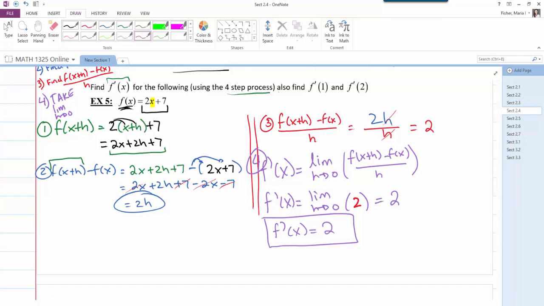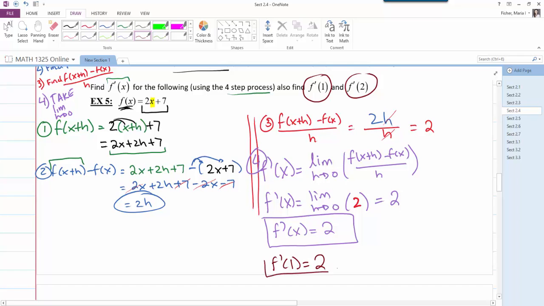Then I was also asked to find f prime of 1 and f prime of 2. So f prime of 1 is just going to be a function value. It says plug in a 1 anywhere there's an x. Well, there's not an x there, it's just a 2. So f prime of 1 is equal to 2. And what about f prime of 2? Well, f prime of 2, again, says plug in a 2 anywhere there's an x, but there's no x there. So in my case, f prime of 2 is also equal to 2.